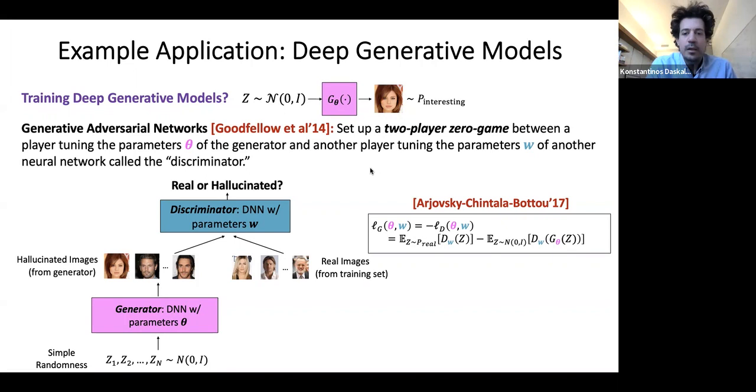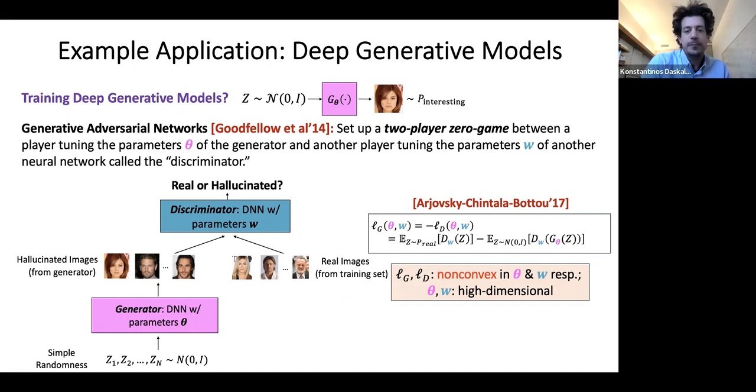You have these two agents play this game in the hopes that in the outcome of this strategic interaction, the generator will actually manage to fool the discriminator. Okay, so that's an example application, an example multi-agent application. But I want to point out two things about this interesting application.